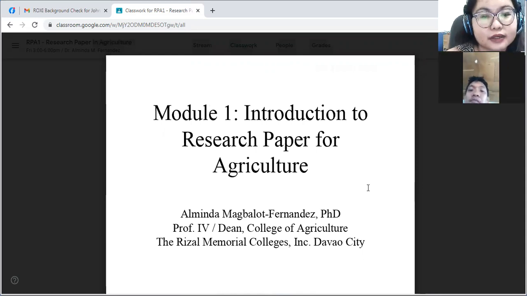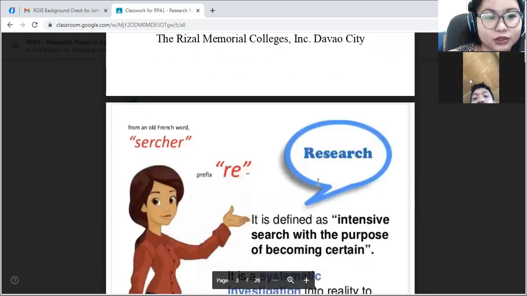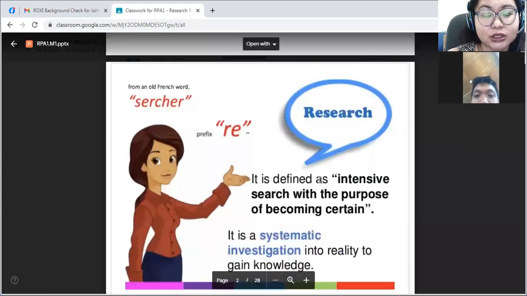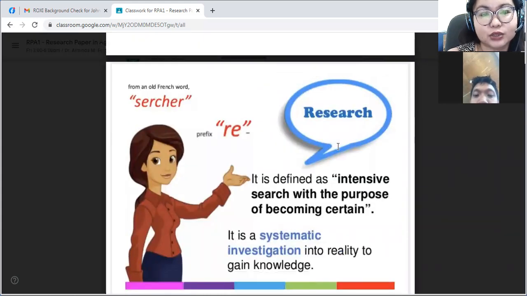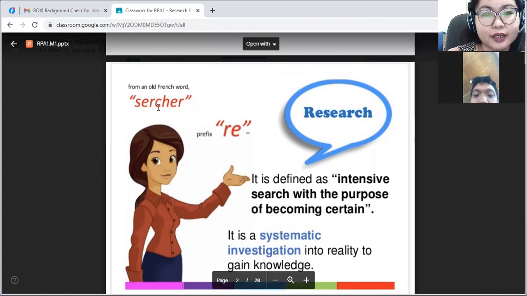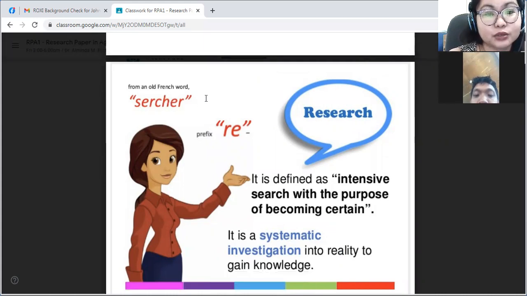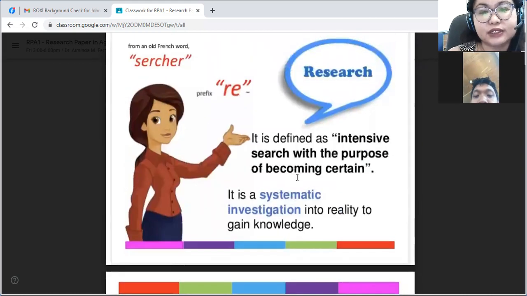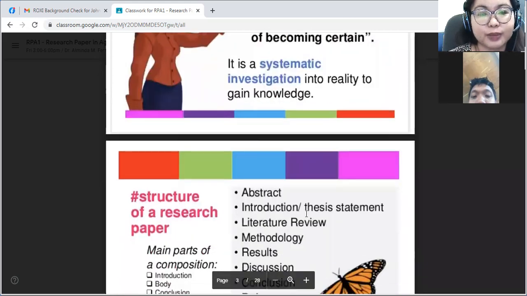So to start, the introduction to research paper for agriculture. The word research is actually from a French word, searcher, which means to search, and the prefix re means to do it again. So it is defined as an intensive search with the purpose of becoming certain. It is a systematic investigation into reality to gain knowledge. So that's what research is about.